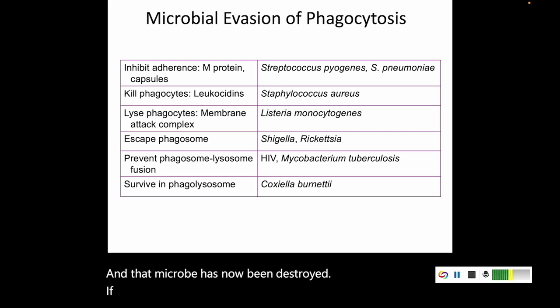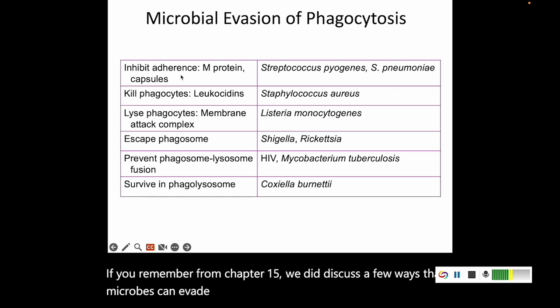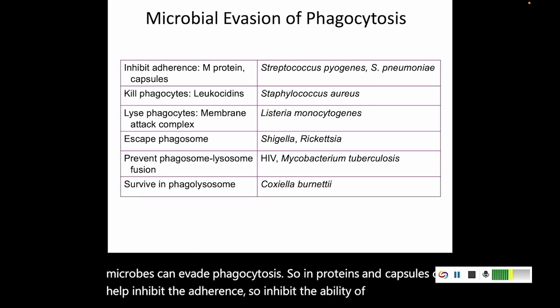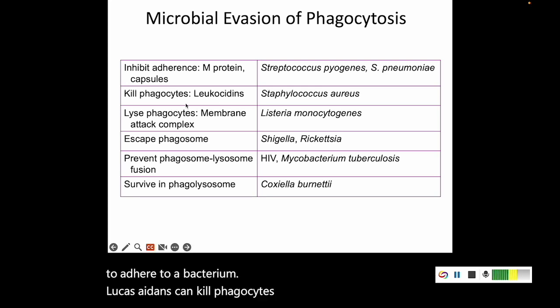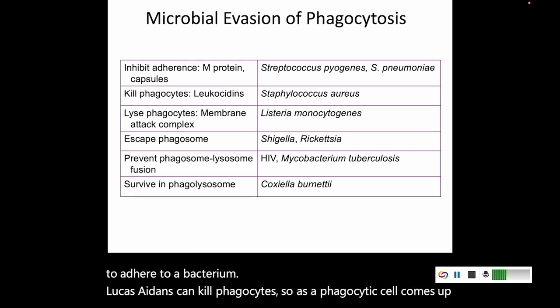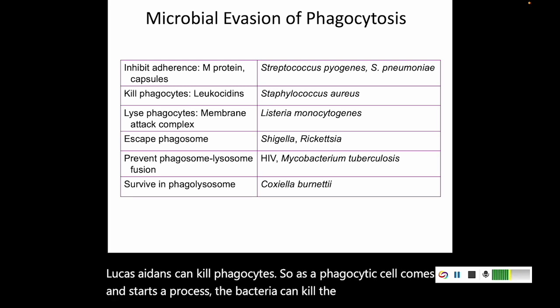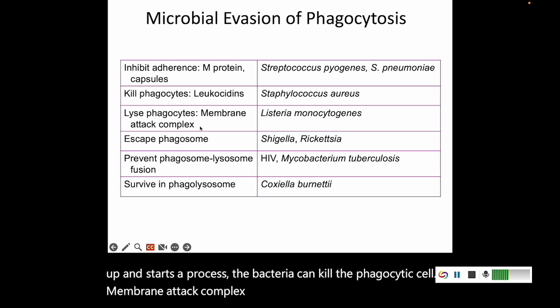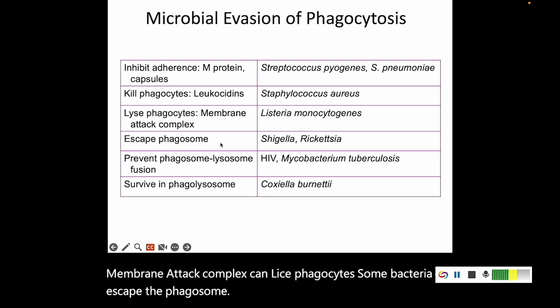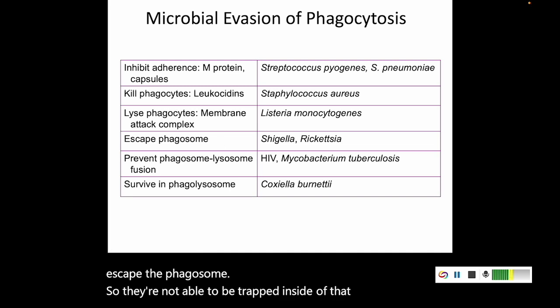If you remember from chapter 15, we did discuss a few ways that microbes can evade phagocytosis. So M proteins and capsules can help inhibit the adherence, so inhibit the ability of those pseudopods to adhere to a bacteria. Leukocidins can kill phagocytes. So as a phagocytic cell comes up and starts a process, the bacteria can kill the phagocytic cell. Membrane attack complex can lyse phagocytes. Some bacteria can escape the phagosome. So they're not able to be trapped inside of that phagosome. They just get right back out.